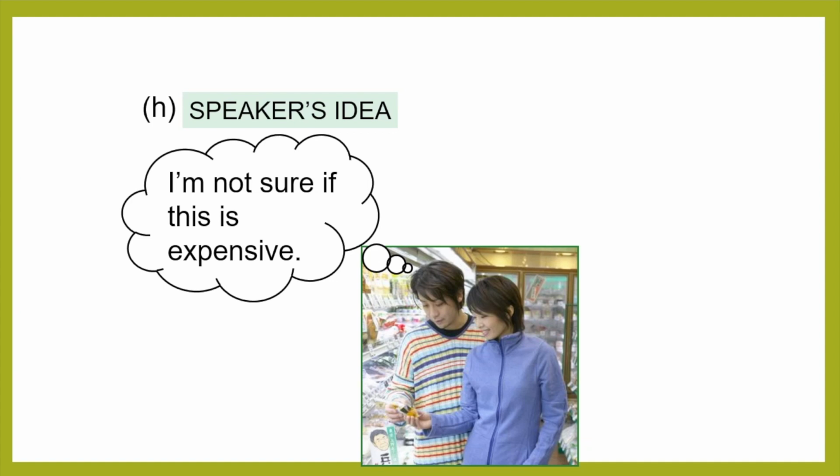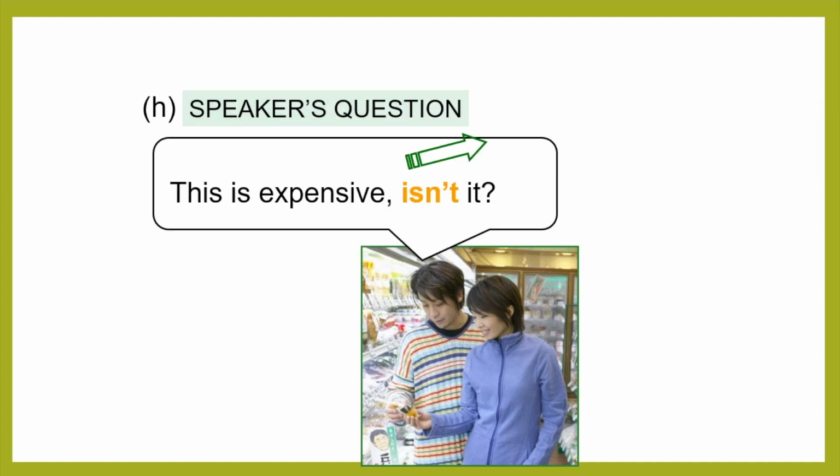Tag questions can either be real questions because you want to know the answer, or you simply ask for agreement when we already know the answer. Let's look at some examples. This is expensive, isn't it? If the tag question is a real question, we use rising intonation, like this one, isn't it? Our tone of voice rises.